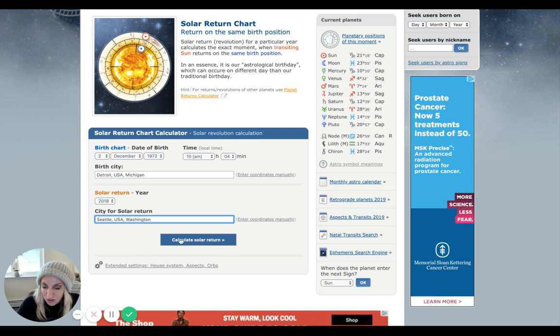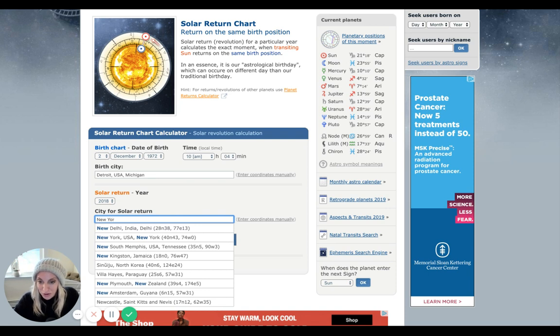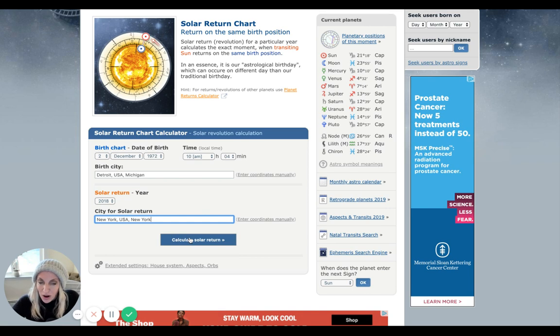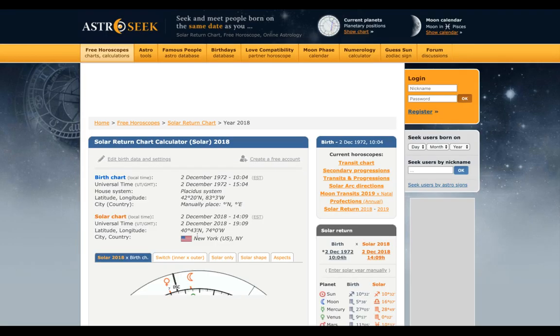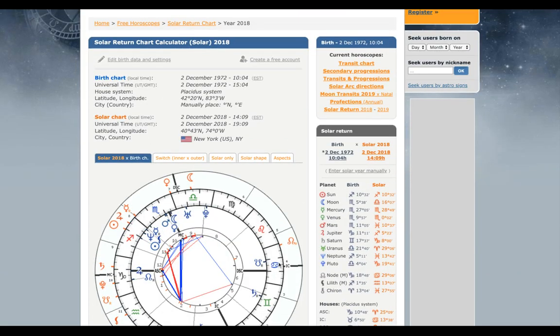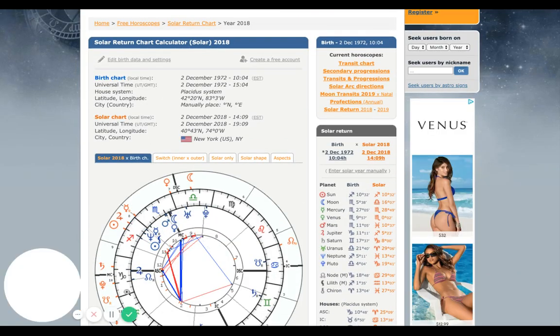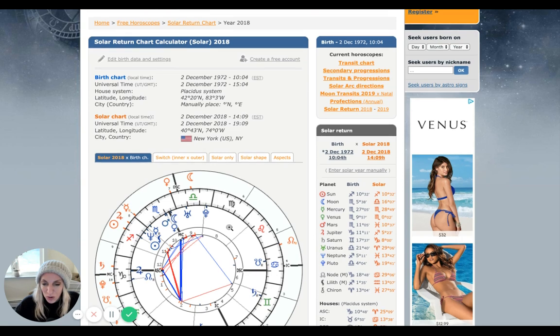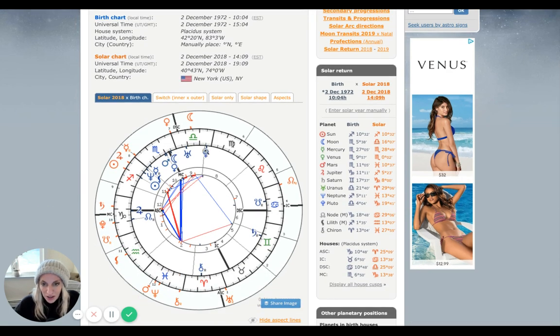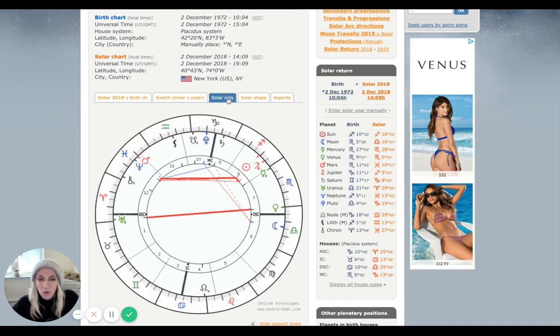So let's calculate the solar return. Let's start with New York, because spoiler, I actually went to Seattle, and you'll soon see why. So New York, where on paper I would have wanted to celebrate it, but you know what? The stars definitely did not align. Oh. So this is showing me two charts. This is showing me my birth chart and the solar return. TMI for your eyes. So let's just go right to, I think it's solar only.